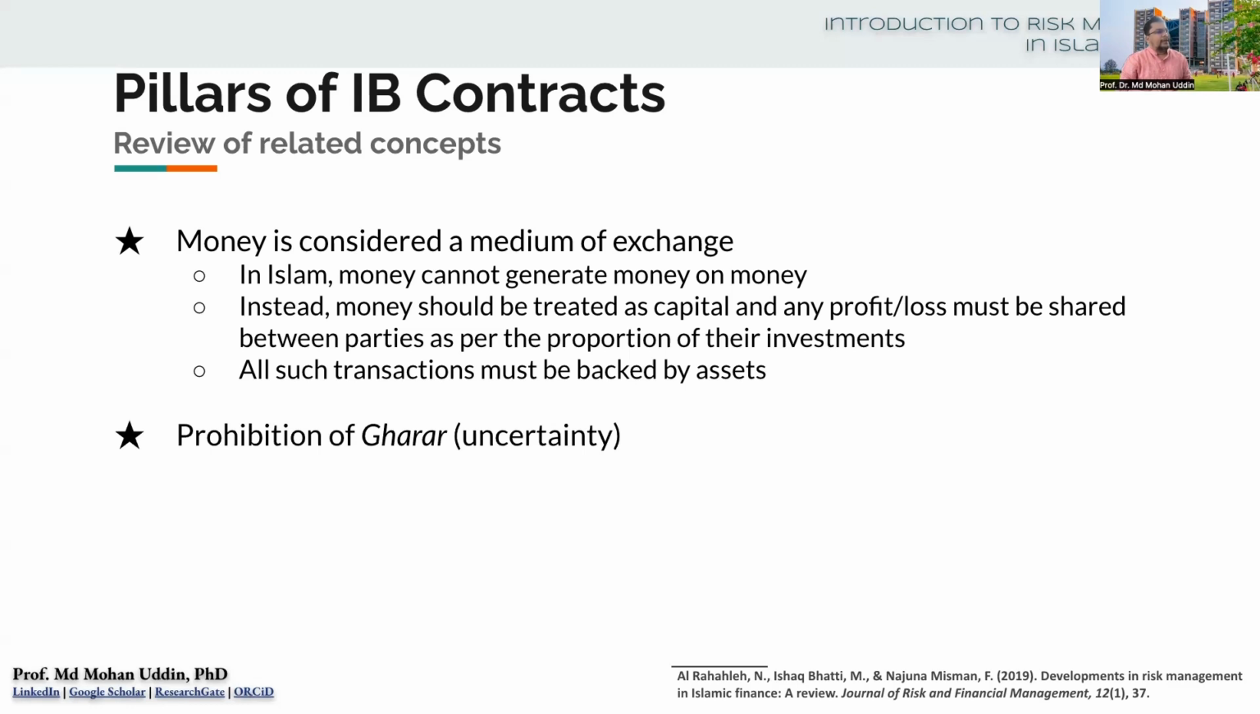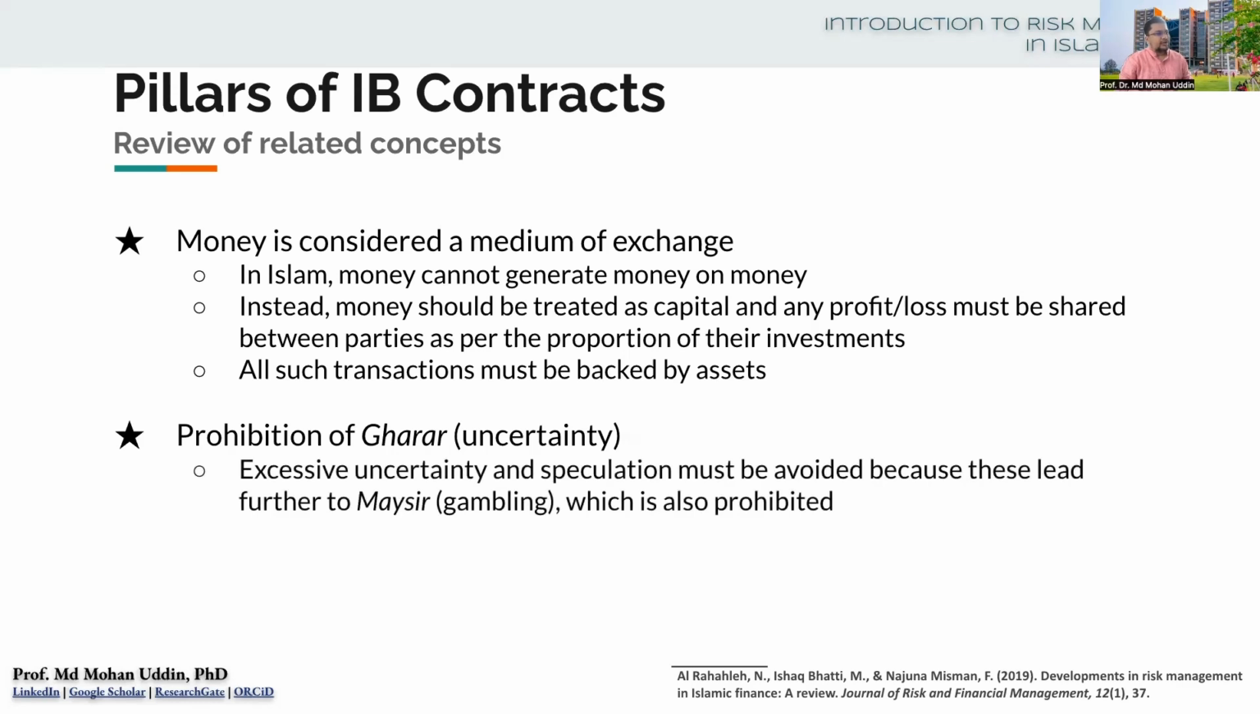Okay. The fourth pillar of the Islamic banking contract is, again, prohibition of gharar or uncertainty. So excessive uncertainty and speculation, that means taking a position based on the speculated, predicted future, must be avoided. It must be avoided because these lead further to gambling, actually. So whenever there is a tendency to take more and more uncertainty, ultimately it may translate into some kind of gambling, which is also prohibited.